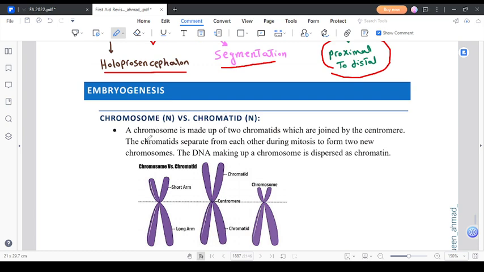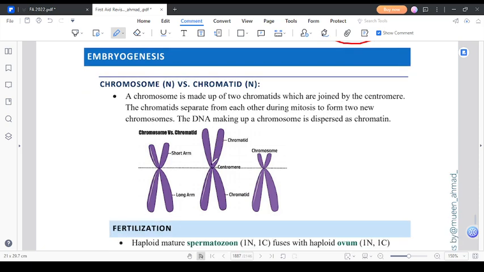A chromosome is made up of two chromatids which are joined by the centromere. Okay, this is a chromosome, and the two chromatids will be joined together to form a chromosome which are joined by the centromere. The chromatids separate from each other during mitosis to form two new chromosomes. The DNA making up a chromosome is dispersed as chromatin. This paragraph is just symbolizing the terms which can be confusing at times.